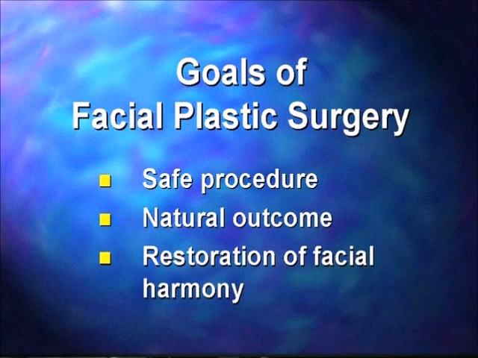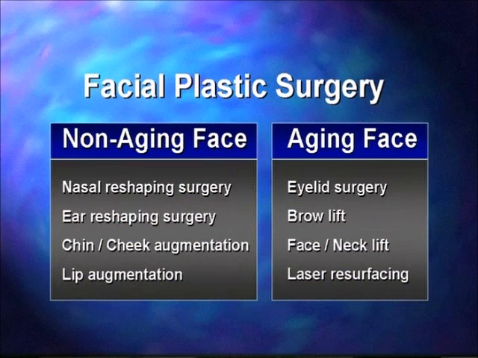The goal of any facial plastic surgery procedure should be a procedure which is safe, produces a natural outcome, and restores the lost facial harmony. When I look at facial plastic surgery, I divide it into two broad categories: non-aging face and aging face. The non-aging face categories are ones in which the deformity or the area that's being corrected is really not an age-related issue. For example, rhinoplasty or ear reshaping or chin or cheek augmentation or lip augmentation. In contrast to aging face procedures whereby we are restoring features that have been altered due to the aging process.